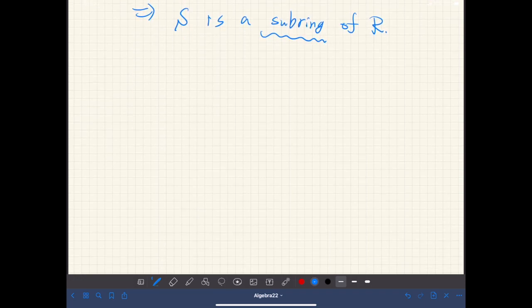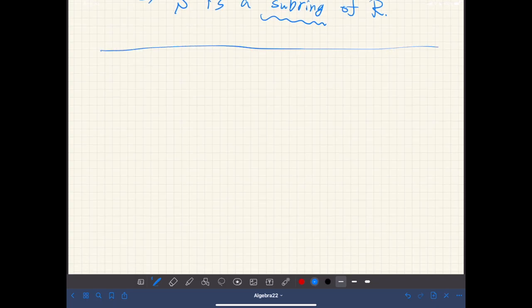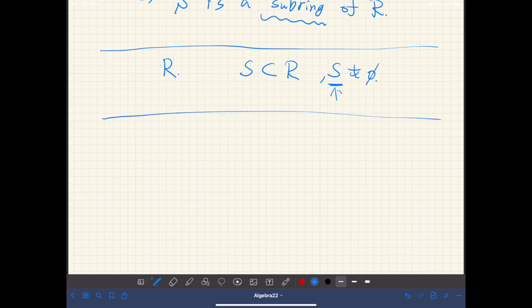Now, given a subset of some ring, so let's say we have a ring R, and a subset of R, which is non-empty. Then in order to check whether this subset S is a ring or not, in principle, we need to check all the axioms for this subset. But in practice, we don't have to do that. We only need to check a few axioms. That is a theorem called the Subring criterion.